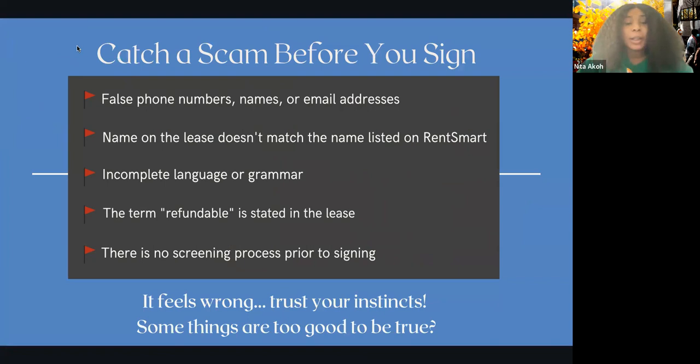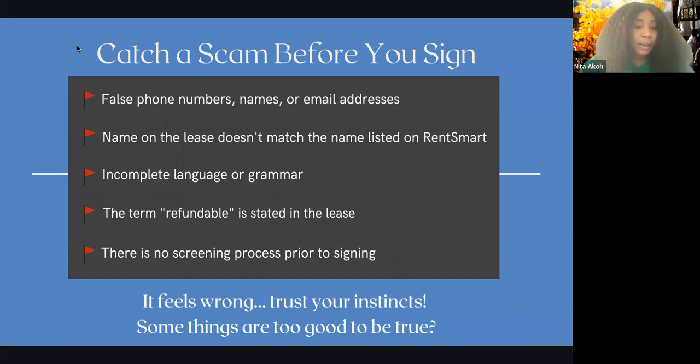So just as we said before, there are a few things to catch a scam before you sign. If you see any false phone numbers, you can just search it on Google to see if the phone number belongs to anyone. If it's a false phone number, name, or email address, then it's potentially a scam. If the name on the lease does not match the name that was listed on RentSmart, it's probably a scam. And this is why you want to make sure that there's the name of the property manager and the landlord and everyone on the lease, because you want to see if it's a match.